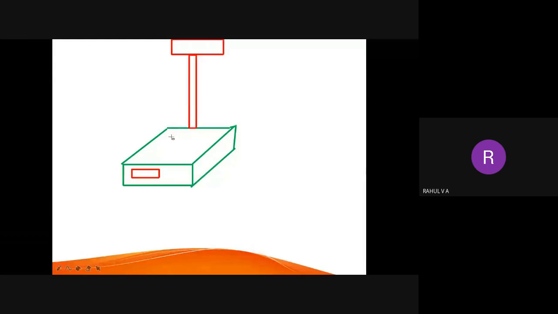Okay, so if you want to measure something, we will be keeping it on this surface. So we'll be keeping on this surface. So there will be a display. It will show you what is the exact weight of this object.